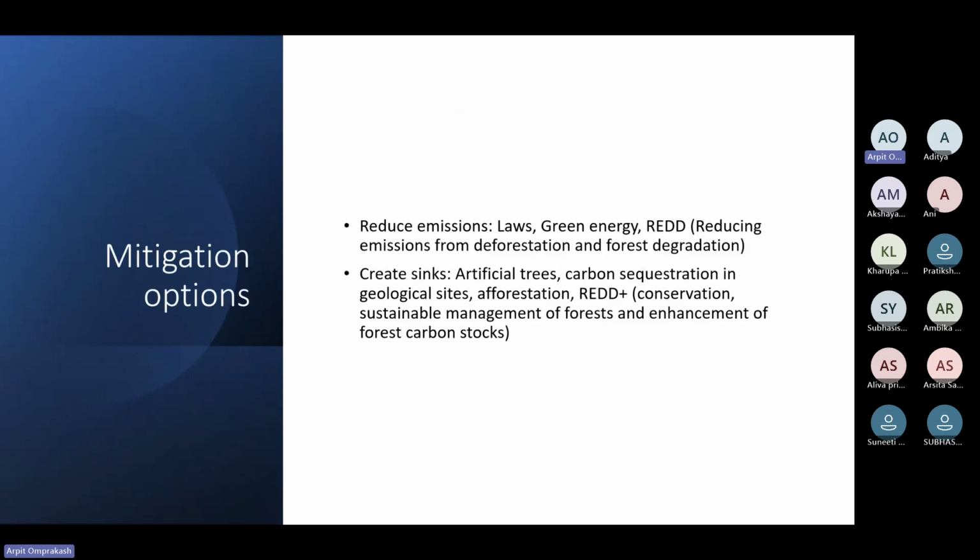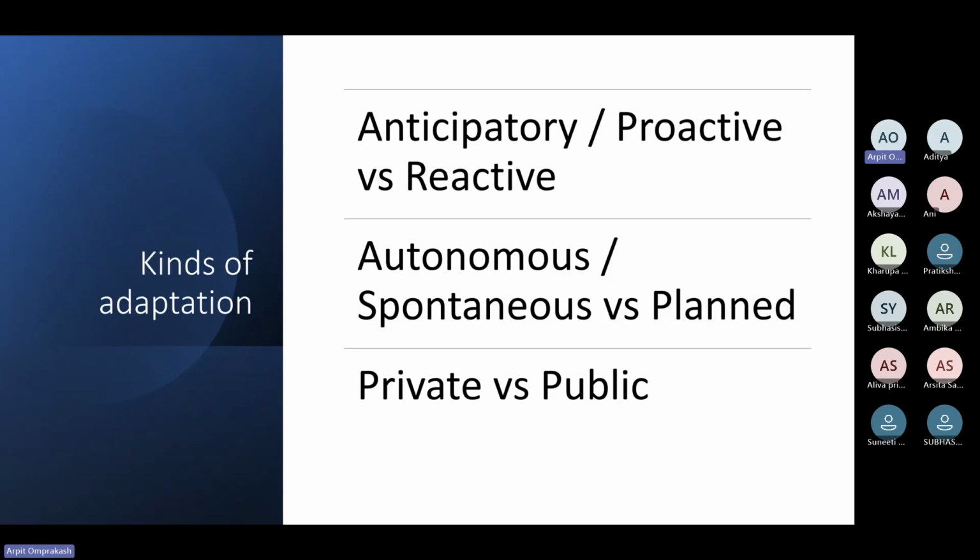So next we'll talk about adaptation. What are the kinds of adaptation? We can have anticipatory or proactive adaptation versus reactive adaptation. Proactive adaptation is when we are anticipating that this change will come about, so we are getting adapted to that change before it has come. Reactive is after a change has happened, we are trying to react to it.